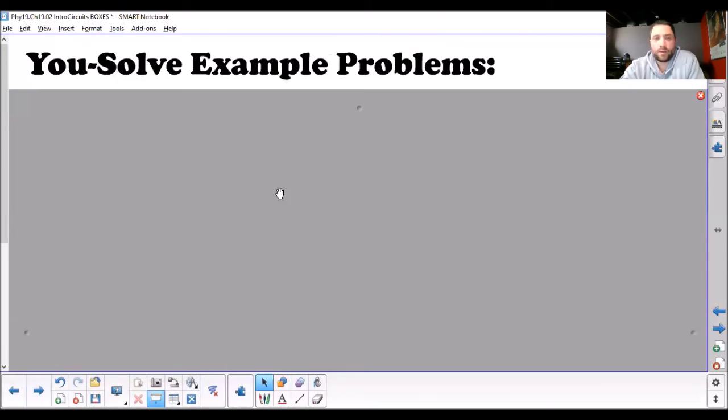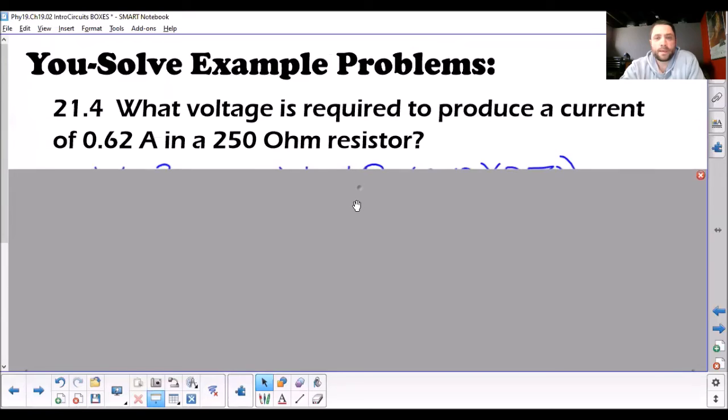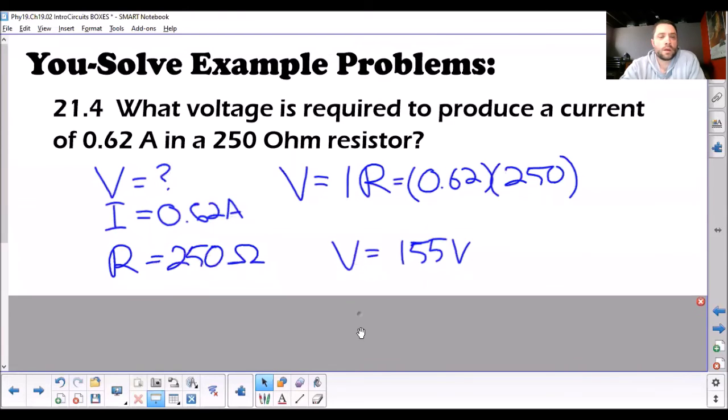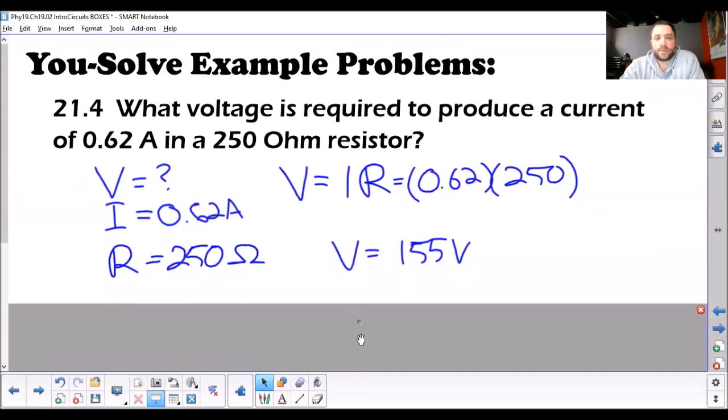So a couple of these that I want you to try. So go ahead and try this one. Pause if you need to. Hopefully you came up with something around 155 volts as your answer for that.